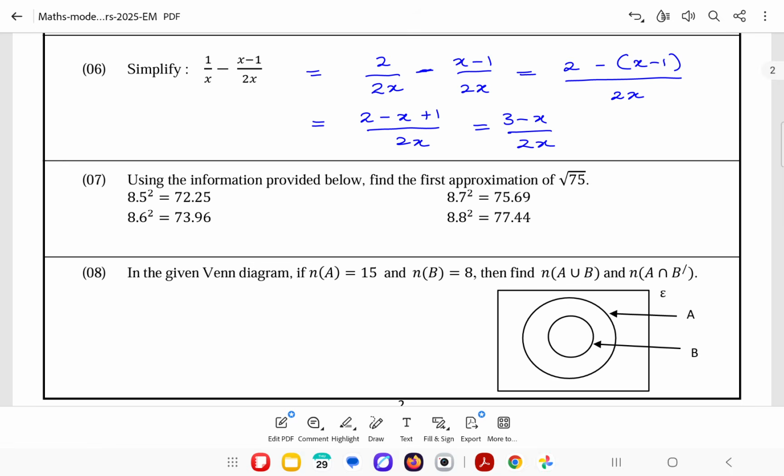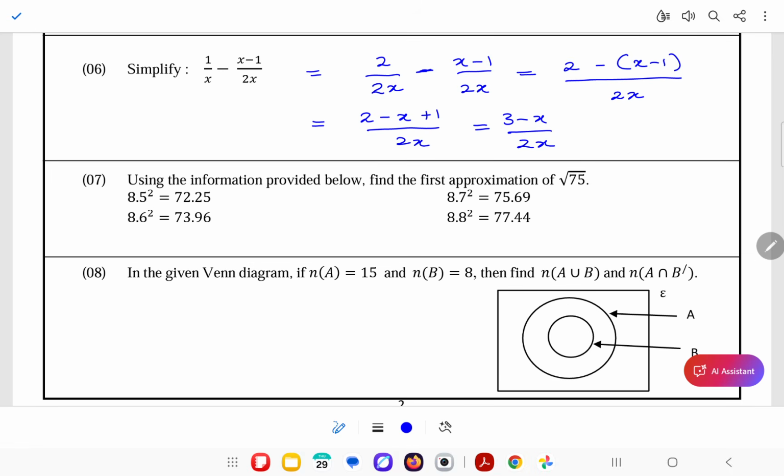Okay, now let's look at the next one. Question number 7. Using the information provided below, find the first approximation of root 75. So we have been given 4 square term values. Which one is the closest to 75? That's what you need to find. What is the closest to 75?